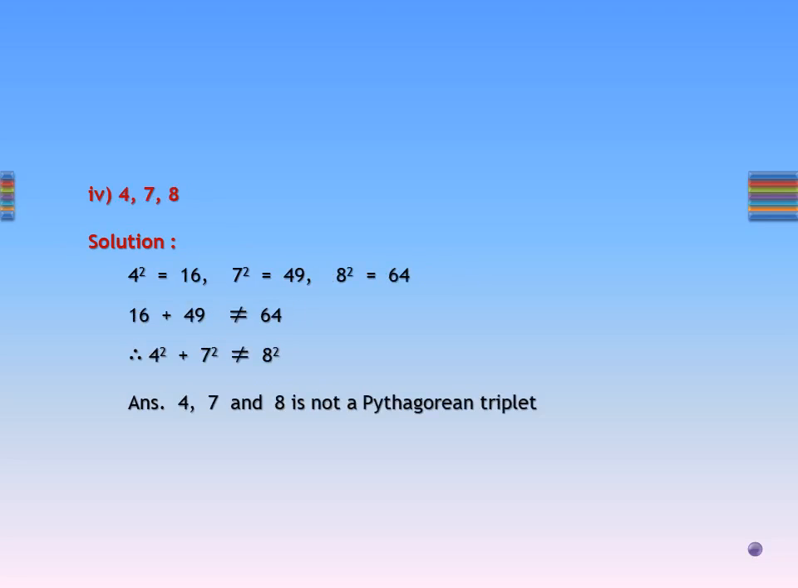4, 7 and 8. Now let us check whether 4, 7 and 8 is a Pythagorean triplet or not. So let us take the square of all the three numbers. 4 square equals 16, 7 square equals 49, 8 square equals 64. And out of the three numbers, 8 is the biggest number and square of 8 is 64. So now let us check whether 4 square plus 7 square comes to 64 or not. 4 square is 16 and 7 square is 49. And 16 plus 49 is equal to 65, which is not equal to 64. That means 4 square plus 7 square is not equal to 8 square. So 4, 7 and 8 is not a Pythagorean triplet.